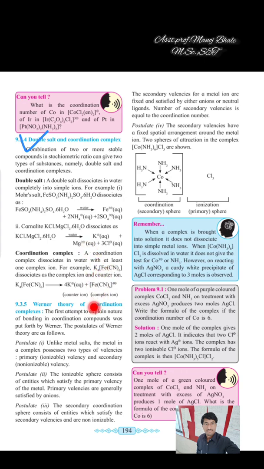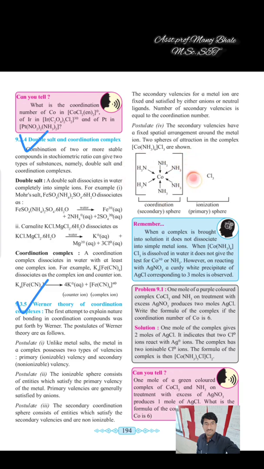Next point is Werner's theory of the coordination complex. Werner is a scientist who first explained the first coordination sphere and second coordination sphere. Now, what is the first coordination sphere and what is the second? Directly concentrate on this example: [Co(NH3)6]Cl3.